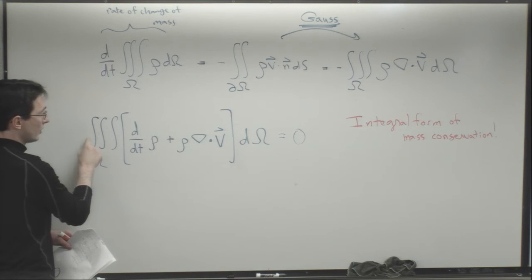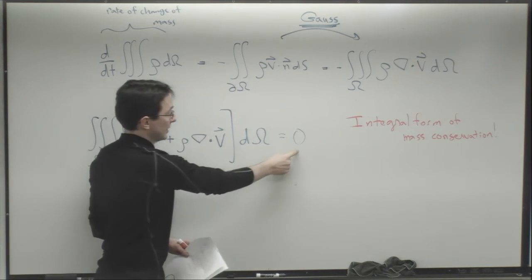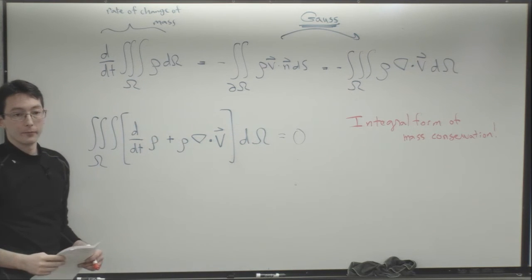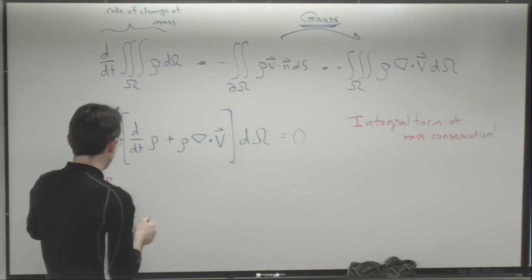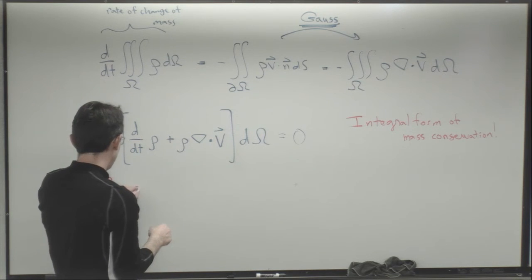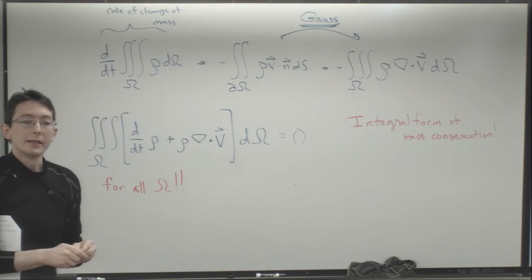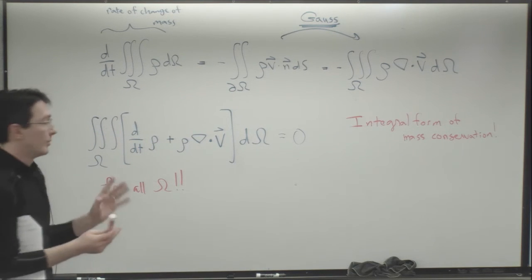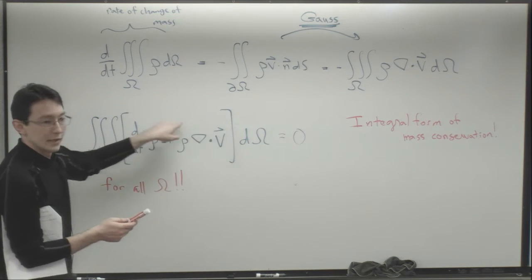So this volume integral of this quantity has to equal 0 for all omega. This is true for every omega you can name, practically, for every nice, smooth omega. And so the only way that that could possibly be true is if this integrand was equal to 0.